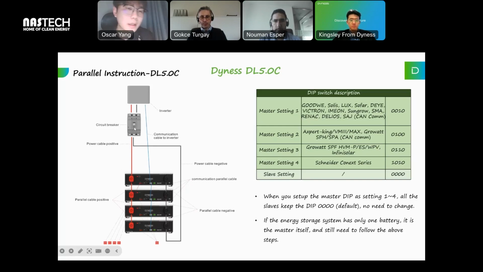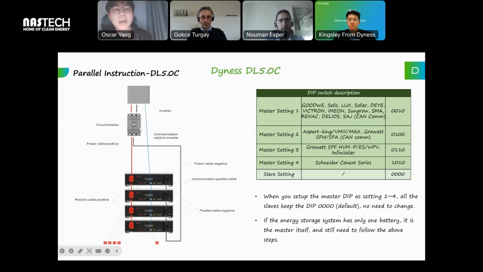This DC breaker is recommended in any situation. So there is a standard here. If the DC current goes over 160 ampere, it is recommended that you use a combiner box. If the system is under 160 ampere, you can use only a DC breaker.